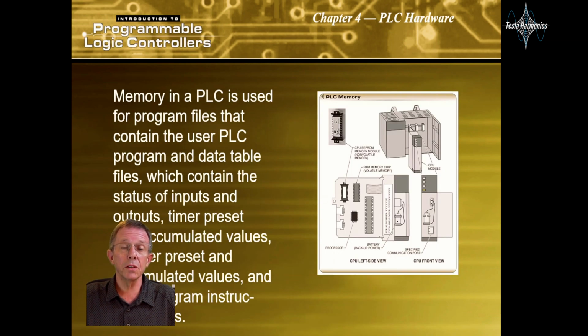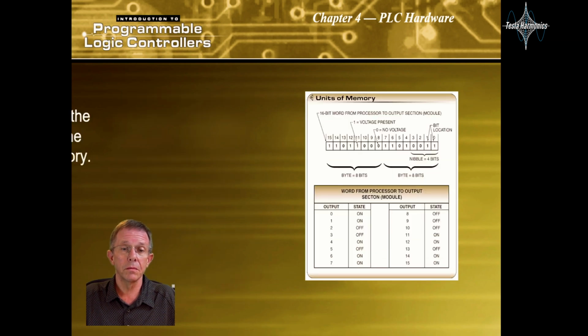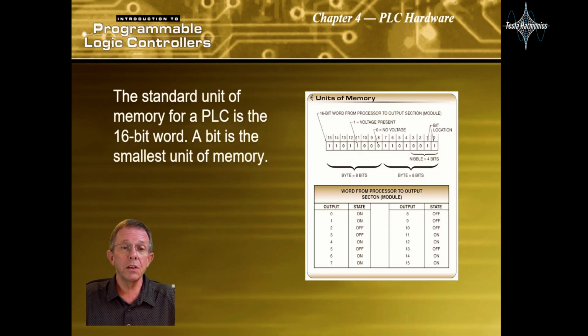Memory in a PLC is used for program files that contain the user PLC program and data table files, which contain the status of inputs and outputs, timer presets and accumulated values, counter presets and accumulated values, and other program instruction values. The standard unit of memory for a PLC is the 16-bit word. A bit is the smallest unit of memory.